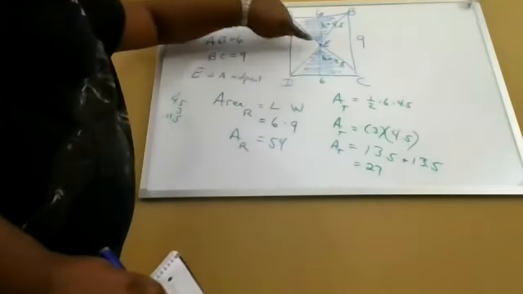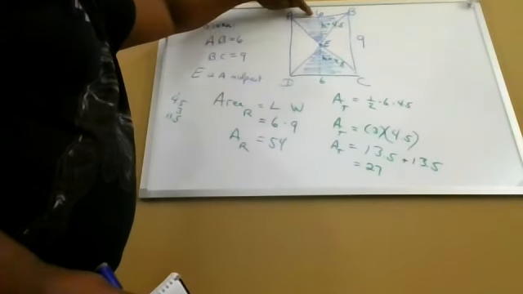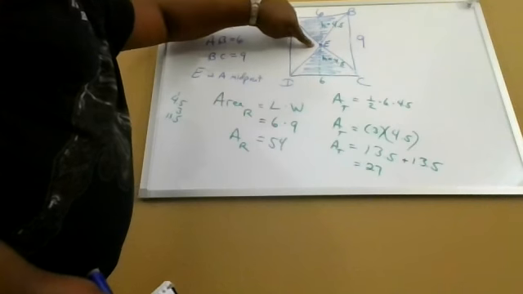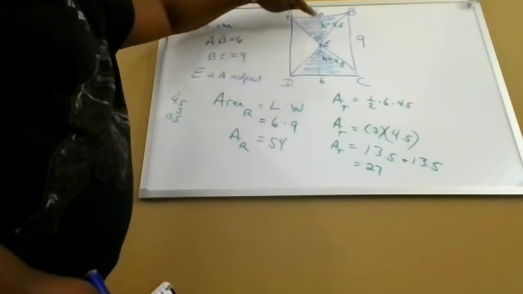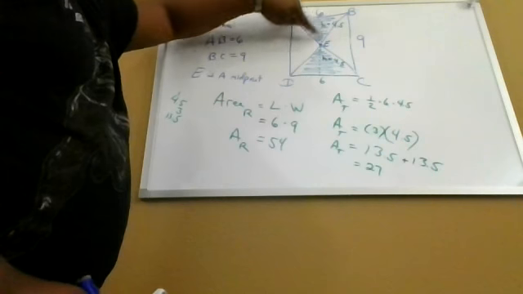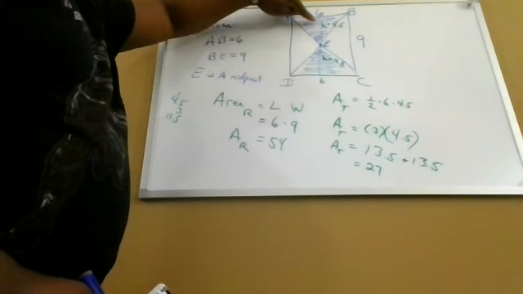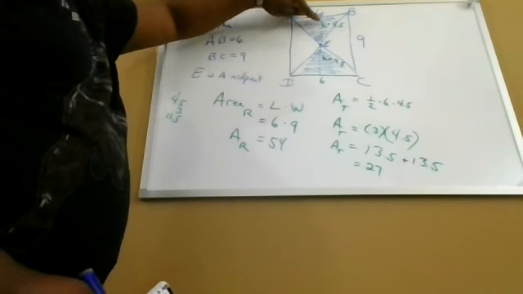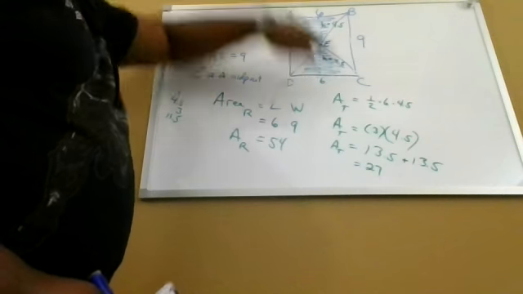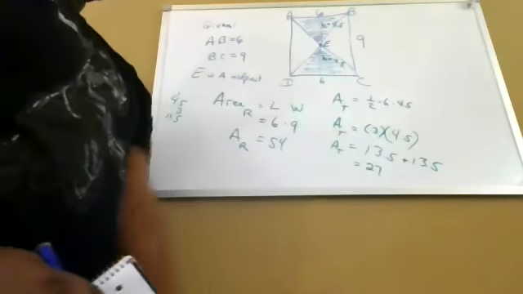Because remember, E was the midway point. So from here to here, that height is still 4.5. So when I calculated the area for this triangle, I would get another 13.5.